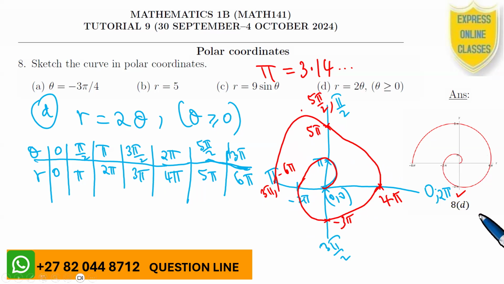So this is the diagram. This is how you would sketch r equals theta, theta greater or equal to 0. Any question on this so far?